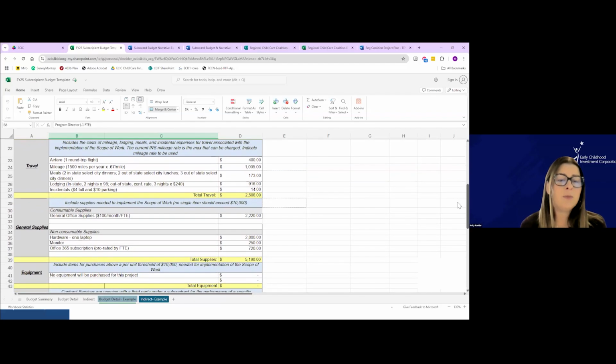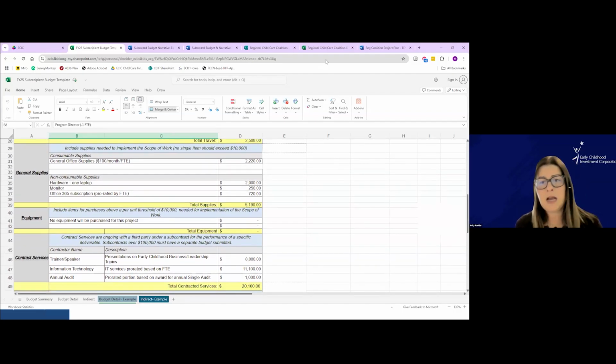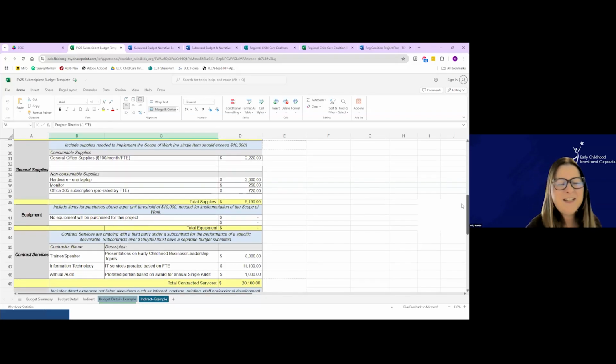For general supplies, we do want you to separate your consumable supplies and your non-consumable supplies again. You can see some examples here on the screen of general office supplies, like your pens, your markers, your presentation materials. Non-consumable supplies would be those things that you're not consuming as they are used. Oftentimes we see some hardware or subscriptions, but those can also be reflected in miscellaneous, the subscriptions, not the hardware.